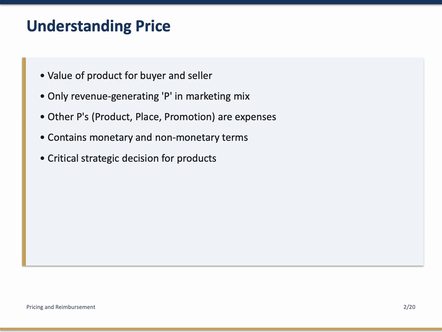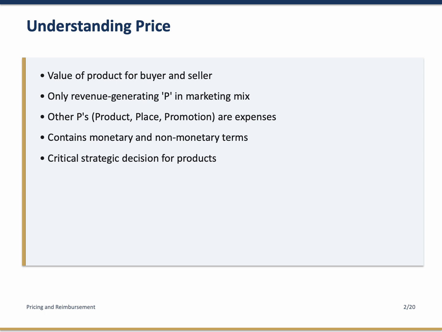The price of a product represents the value of the product, expressed in terms of currency, for both the buyer and seller. Price contains all terms of purchase, both monetary and non-monetary, related to the product. Importantly, price is the only revenue-generating P in the marketing mix of the 4 Ps: product, place, promotion, and price. The other Ps represent expenses rather than income.